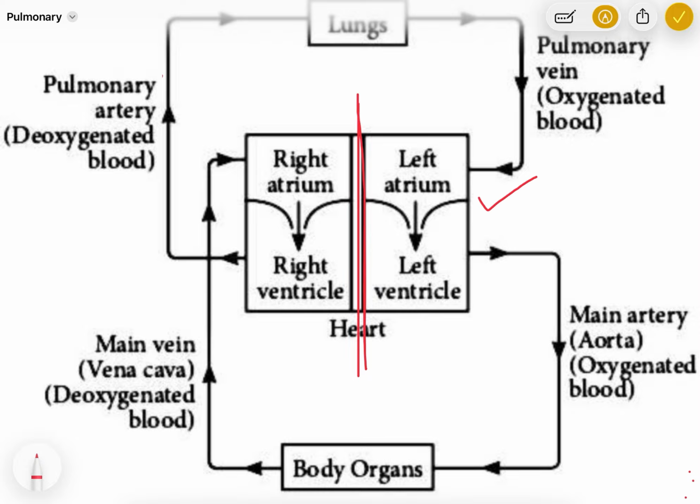Efficient separation of oxygenated and deoxygenated blood, effectively supplying oxygen to different parts of your body, and effectively producing the amount of energy which is needed to maintain the constant internal temperature. Done. So this is about the human circulation pathways, blood vessels and everything.